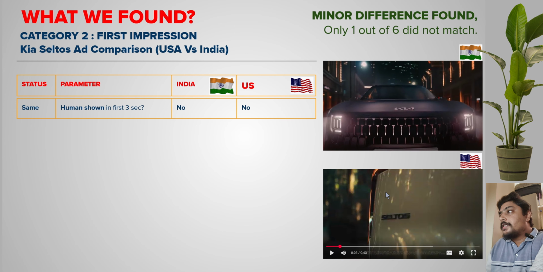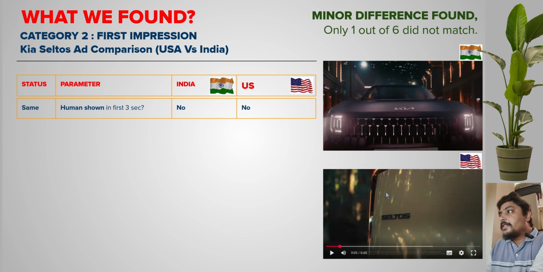And the next parameter is whether the brand logo was shown in the first 3 seconds or not. As you can see here, when we play the ad, in the first 3 seconds the Kia logo is there on the bonnet of the car. Similarly, in the American scenario, the Kia logo is there on the bonnet of the car. So the brand logo was shown in the first 3 seconds, and we marked yes here as well.